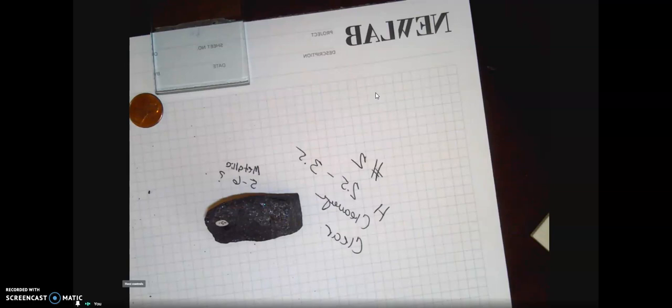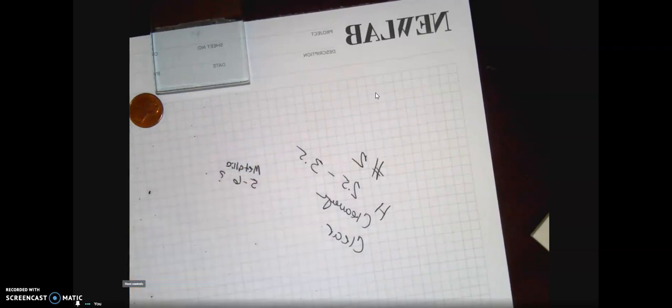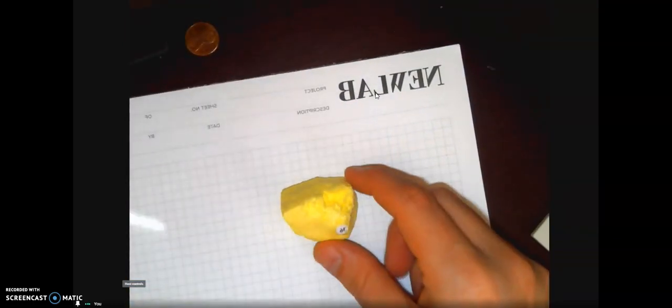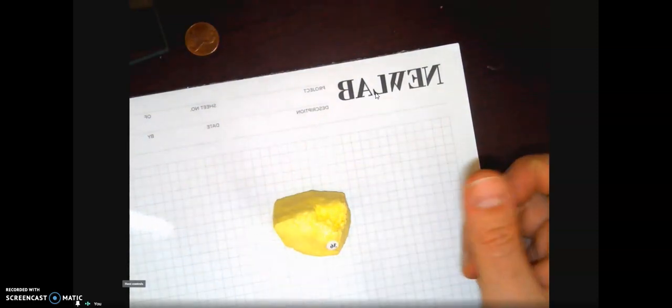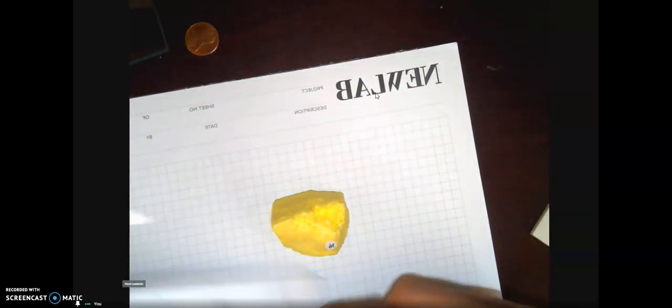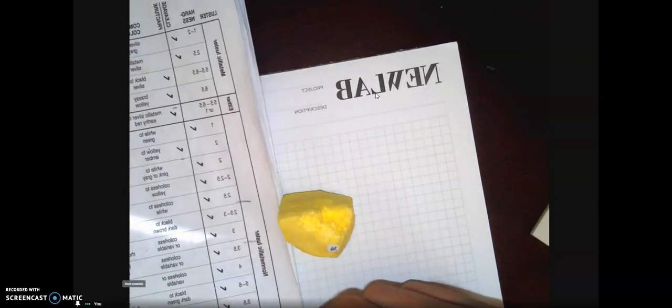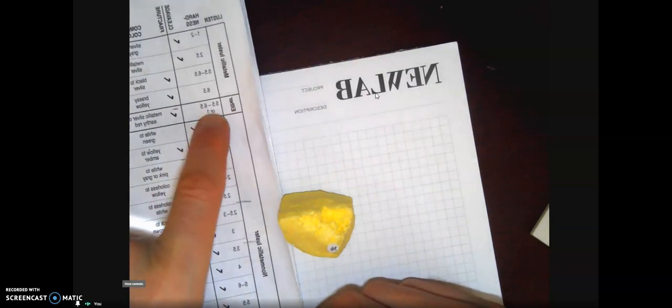Okay, we're going to do one more. Here we go. We have this specimen right here. So specimen number 36. Definitely yellow in color. That's one thing we could say about it. Would you say it's metallic or non-metallic? Call it very good, non-metallic. So we know we're in this section. What about the hardness? So let's do that.